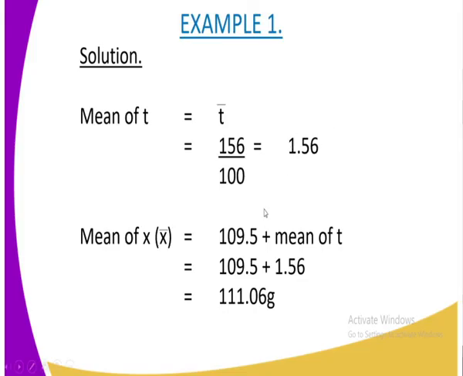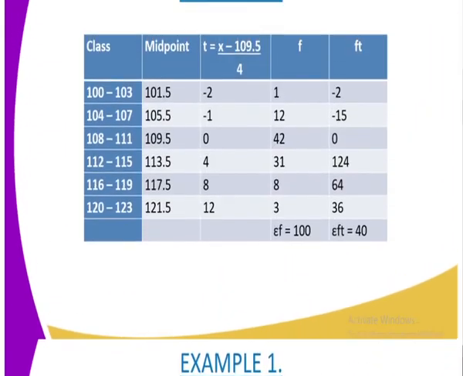So here for the solution, we are going to get the mean of t. As you can see, we have a bar above our t here, which is the upper script representing the mean. So we are going to get 156 divided by 100. Here you are going to get 1.56. Now to get the mean of x, we are going to get our assumed mean plus the mean of t. Remember we have already calculated the mean of t by getting 156 and dividing by 100 to get 1.56.